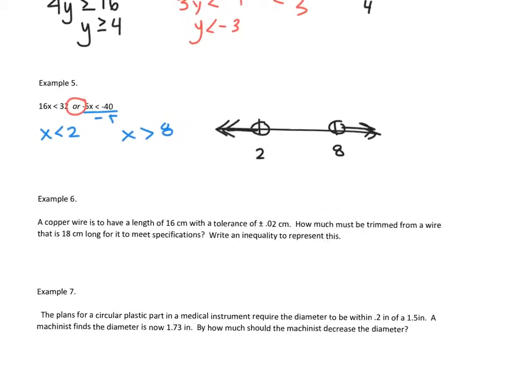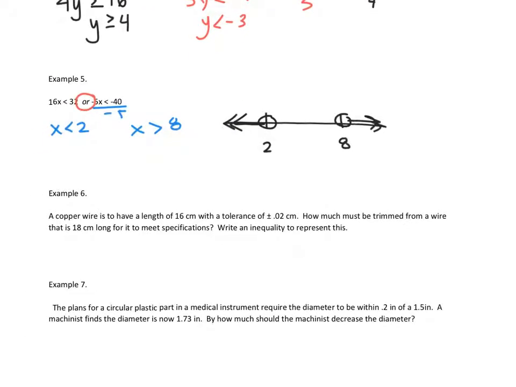Okay, number 16, a copper wire is to have a length of 16 centimeters. So you want the copper to be exactly 16 centimeters long, but with a tolerance of plus or minus 0.02. So that means that it's okay if you have a piece of wire that's 16.02 centimeters, or it could be 15.98 centimeters. Those two are okay. It's within a tolerance of plus or minus 0.02.